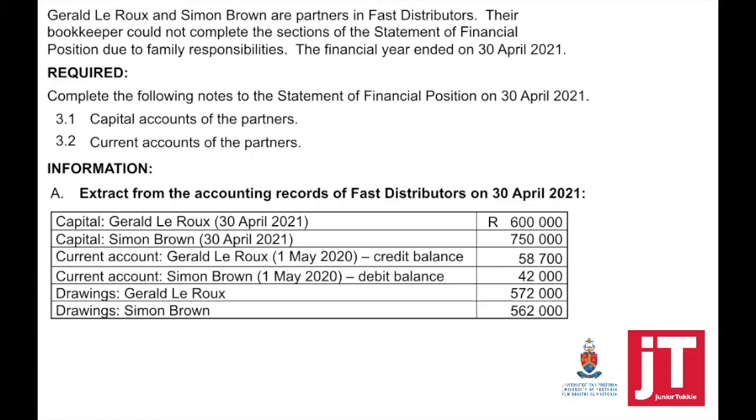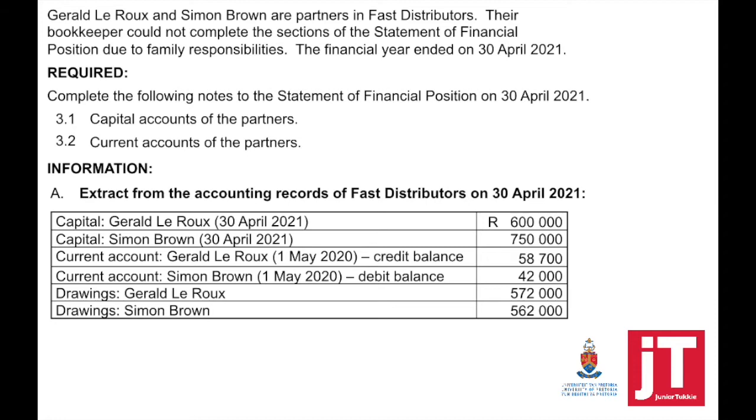Looking now at the activity, Gerald Leroux and Simon Brown are partners in Fast Distributors. Their bookkeeper could not complete the sections of the Statement of Financial Position due to family responsibilities. The financial year ended 30 April 2021. Required, complete the following notes to the Statement of Financial Position on 30 April 2021, capital account of the partners and the current account of the partners.